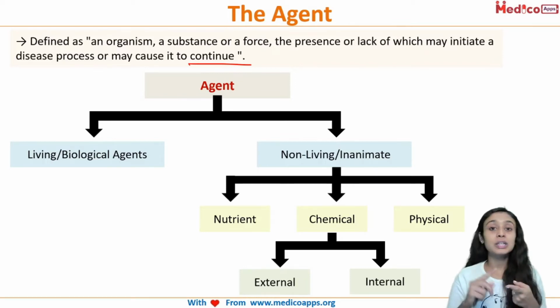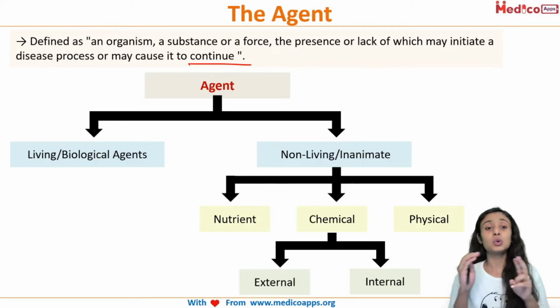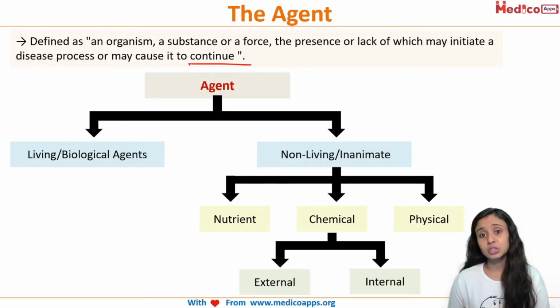So what is an agent? It could be a living thing, it could be a non-living thing: an organism, a substance or a force, the presence or absence of which may initiate a disease. Agents could be living or biological agents, for example microorganisms, insects, rodents, and non-living agents such as a nutrient, an excess or a deficiency of a nutrient, for example some kind of vitamin. Then you have chemicals. Chemicals could be external or internal. External is when you get exposed to some kind of harmful chemicals, and internal chemicals could be, again, your hormones.